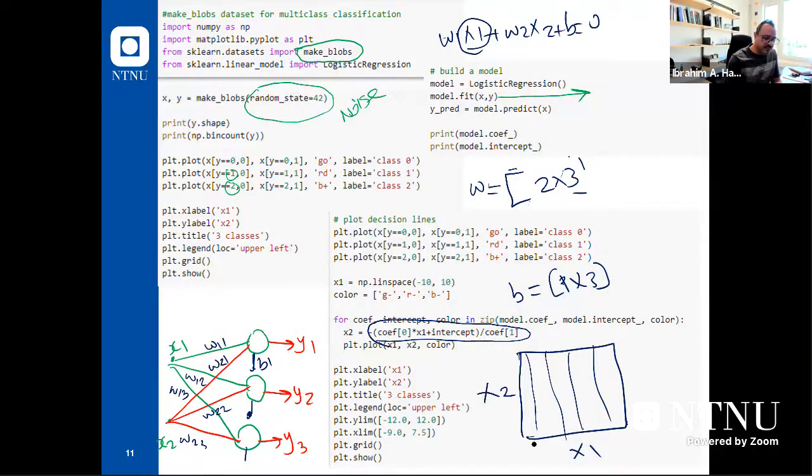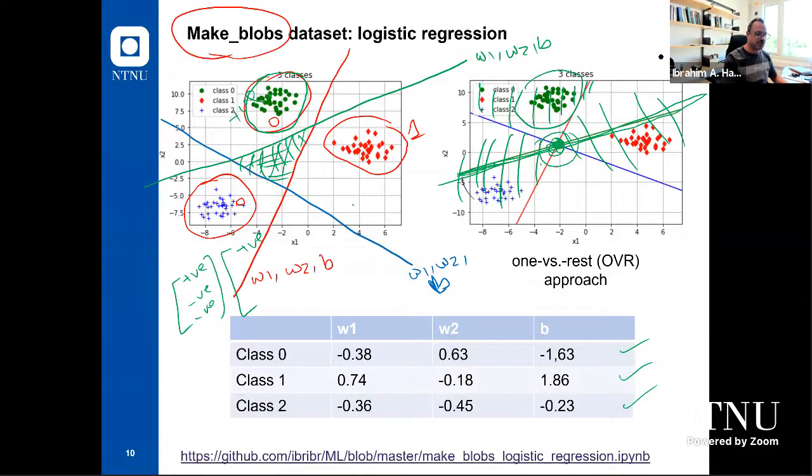So if we know x1, because we will generate values for x1, I will substitute those values into this equation to get x2. So x2 will be negative omega 1 x1 plus b, divided by omega 2. So this is the equation. So it will be coefficient omega 1 multiplied by x plus the intercept, divided by omega 2. In this case, we can generate x2 and just plot it. And when we plot it, we will get the decision lines, which we have here.